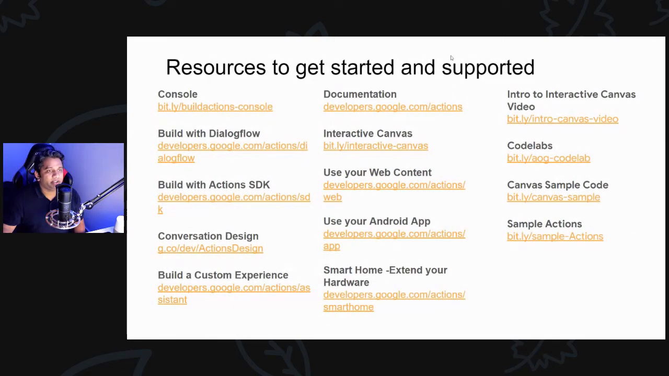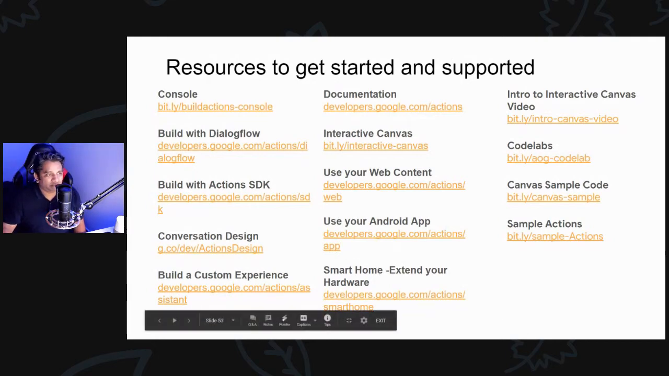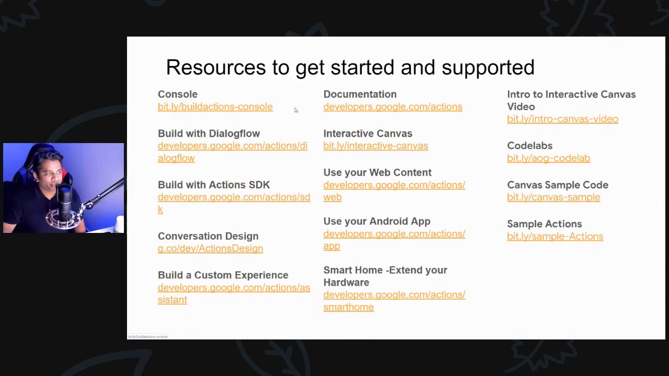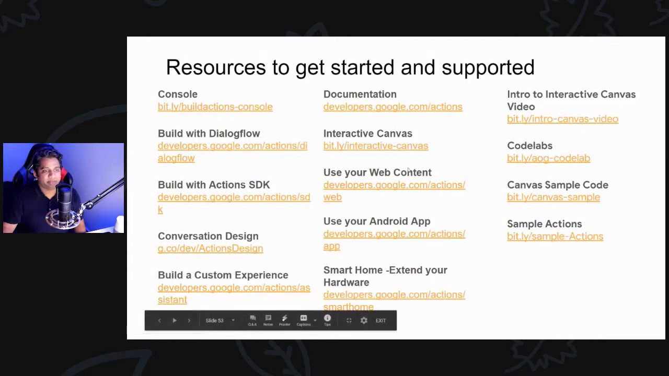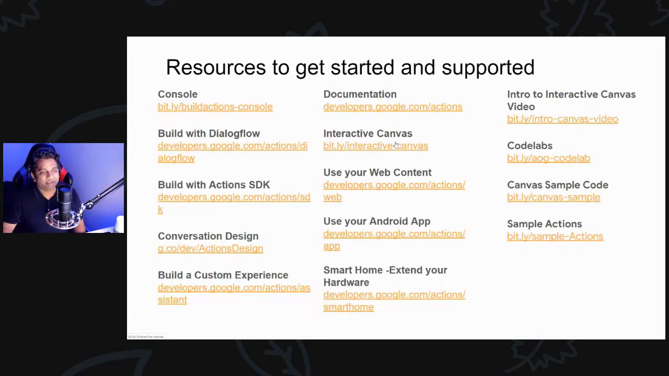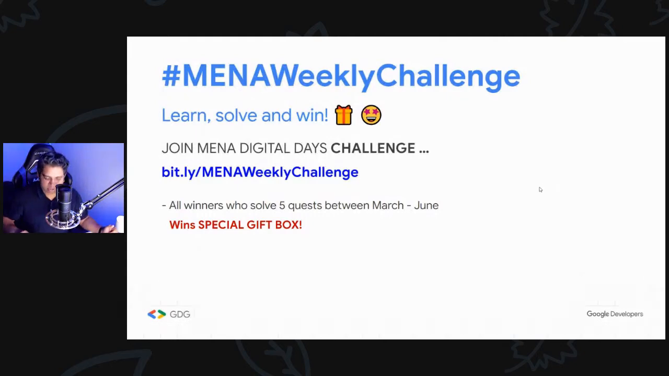And this one slide will summarize the entire thing for you. So everything to do with the Actions console, the Dialogflow. Actions SDK is how I built that book. Conversation design, custom experiences, and Interactive Canvas is one of the most trending hot topics in the voice industry at this point. You can actually have a conversation and, at the same time, have a visual interface representing that conversation. So I have all of this in the slides. You can check out these links and learn more about Actions on Google and Dialogflow.